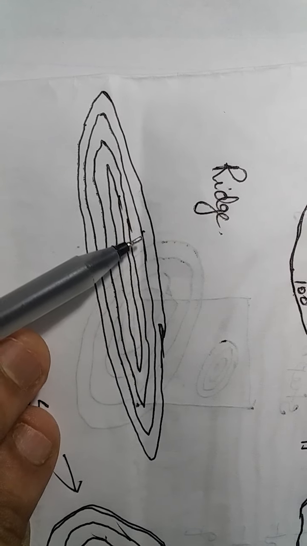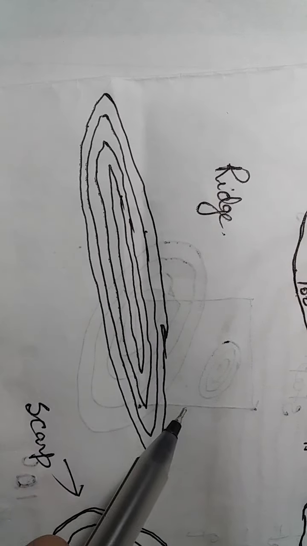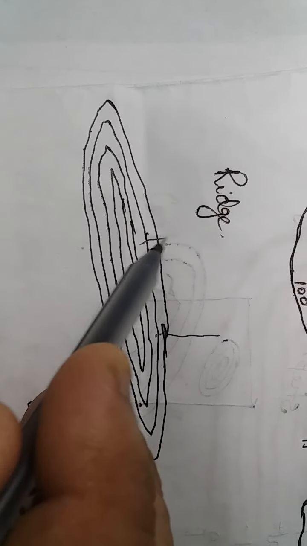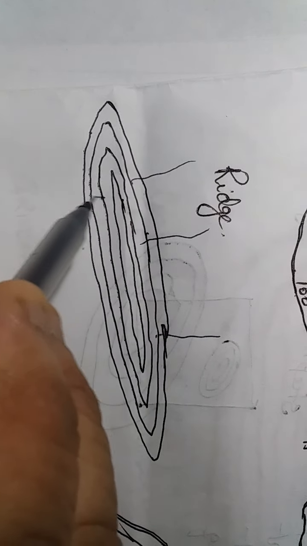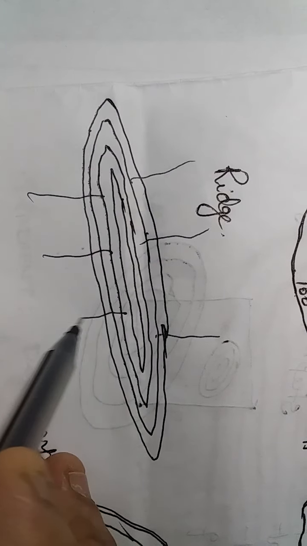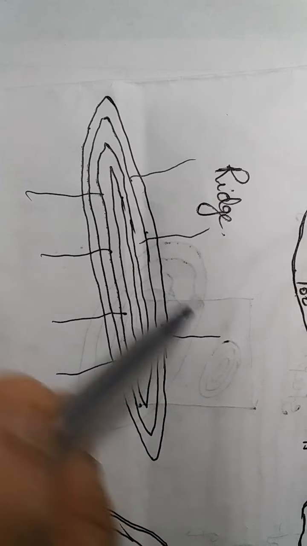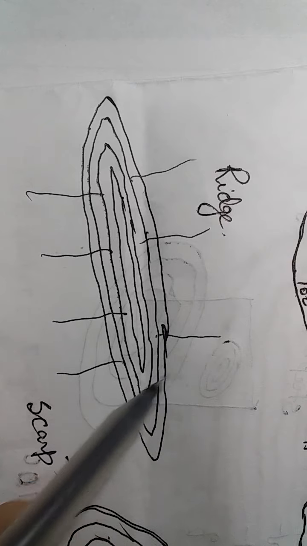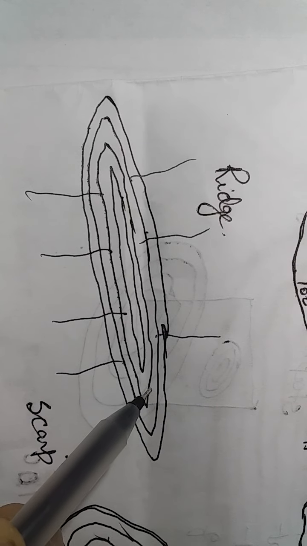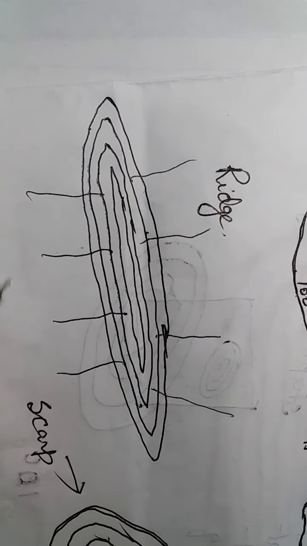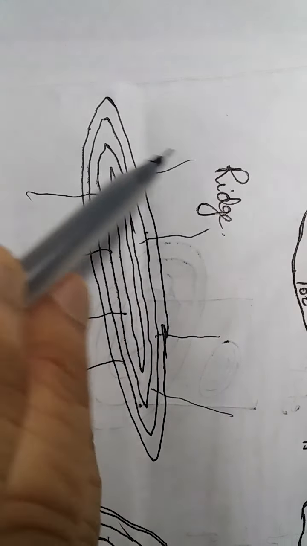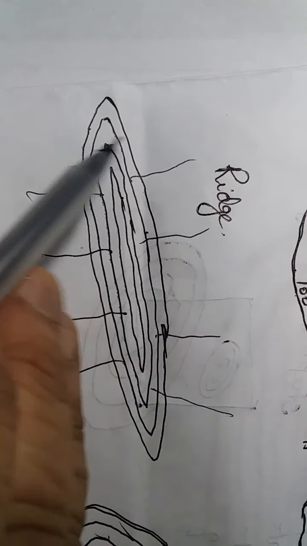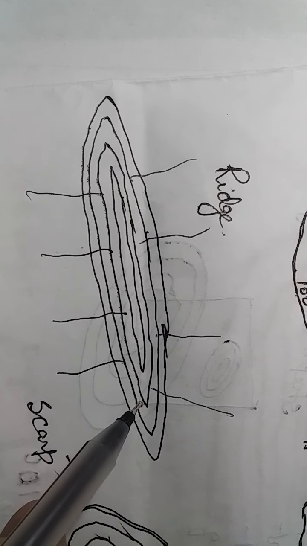And there is another indication for a ridge. You will have streams flowing on either side like this. A ridge is also known as water divide or watershed. So streams will be flowing in opposite directions, in all directions like this. So if you have a feature like this on the topographical sheet, that refers to a ridge.